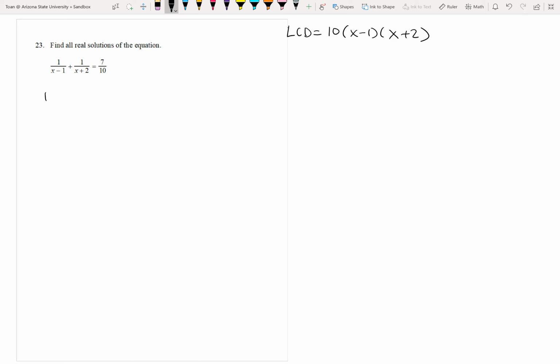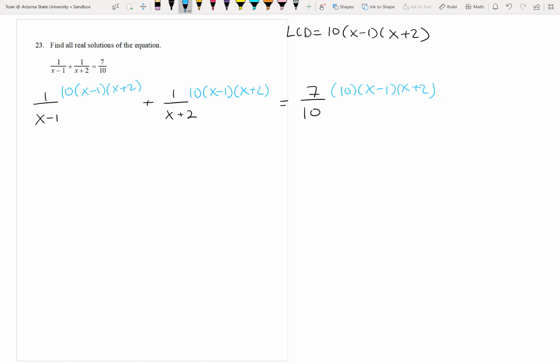So what I'm going to do is rewrite the problem, but give myself some extra room because I know I'm going to have to multiply. Equals, so all I'm doing is rewriting it with lots of gaps. And then I'm going to multiply every single term on the top by the LCD. So this guy gets a 10 (x minus 1)(x plus 2). The middle gets a 10 (x minus 1)(x plus 2). The right guy gets a 10 (x minus 1)(x plus 2). The idea being that all of the denominators should cancel out.